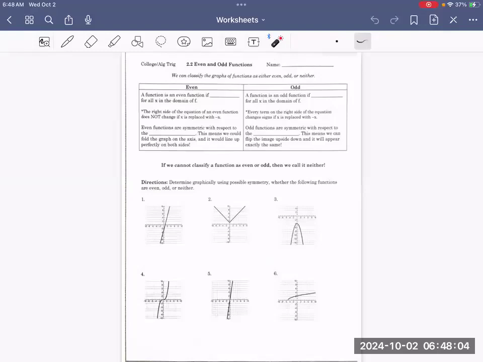In this video, we're going to be talking about odd and even functions. We're going to first start off with looking at it graphically, and then we'll look at the algebraic expressions.